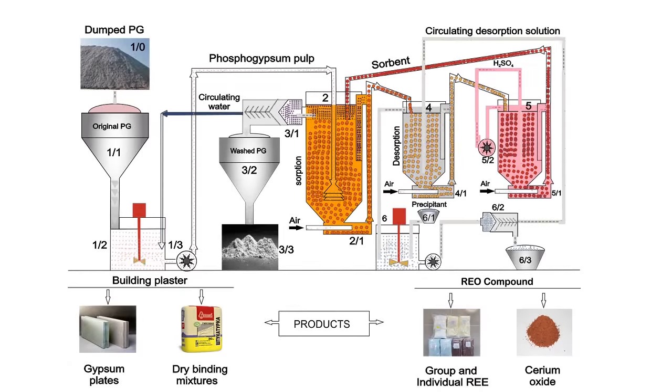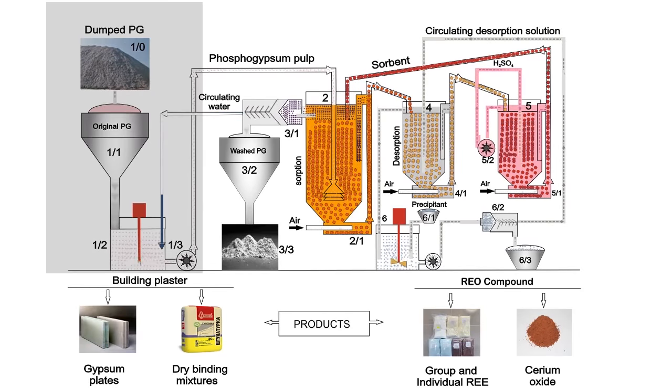Basic processes of the proposed technology in the dynamic mode. Figure 2 shows the dynamic technological scheme of processing of dumped phosphogypsum with GREC allocation. The technology can be divided into 6 stages.